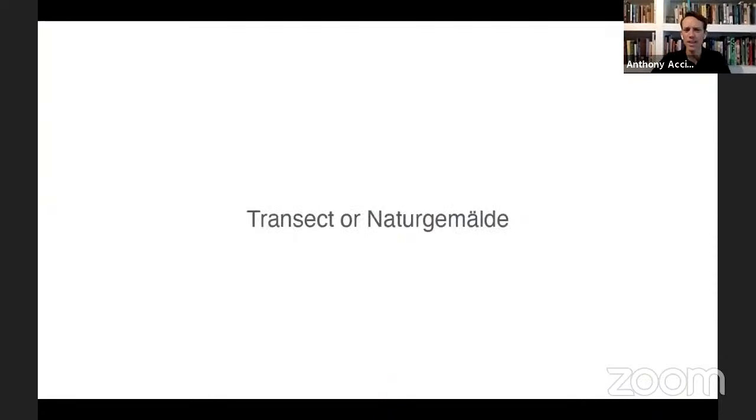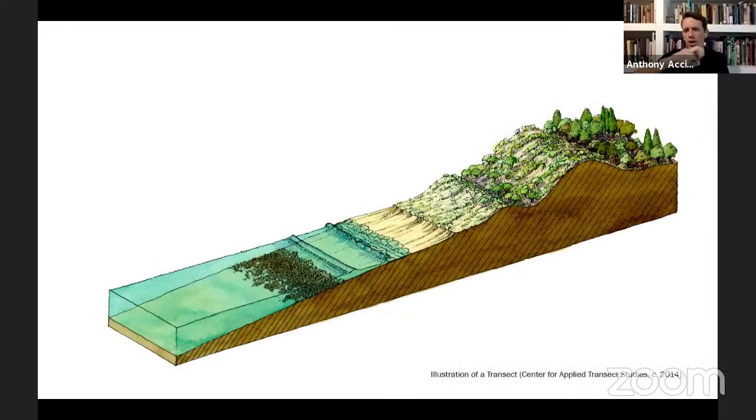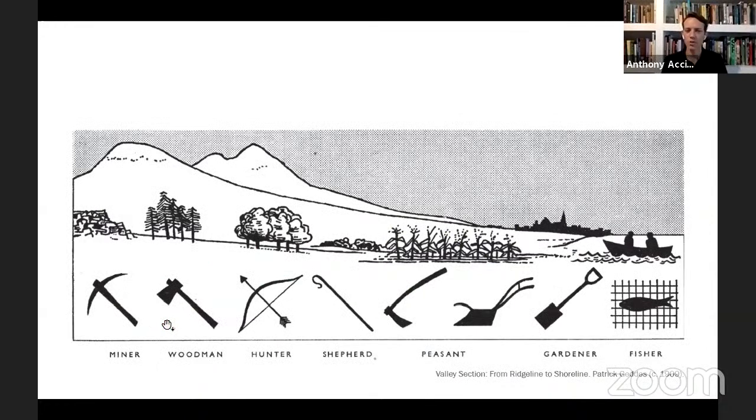And so I also take that technique and apply it to what's called a transect, or a swath of land as well. So it's not just that I'm looking at a city, but a transect is literally a swath of land that goes from ridgeline to shoreline. It builds very much on the work of Patrick Geddes, who was a biologist who became a planner, who did a lot of work in India in the 20th century. And this is a drawing that he did called the valley section that goes from ridgeline to shoreline.